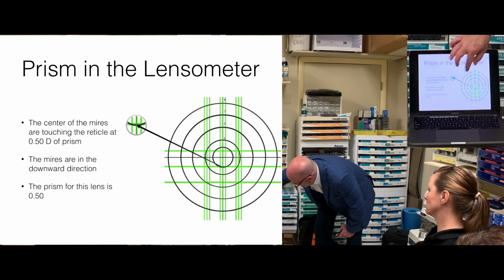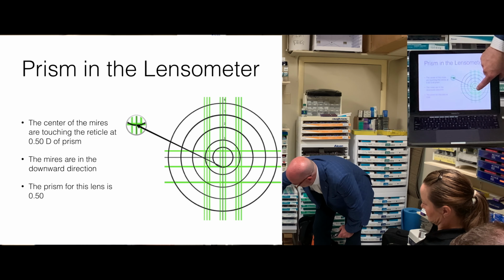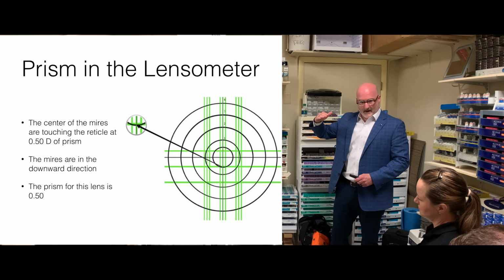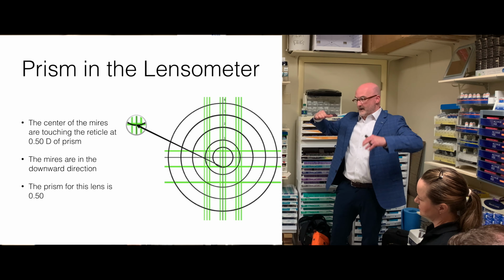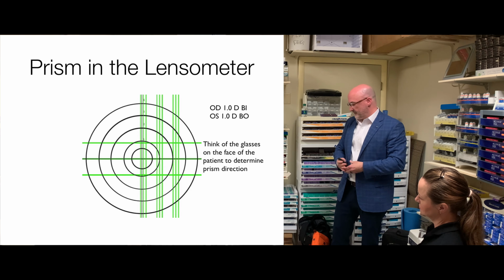So you can see here, I have a lot of lines, right? However, the center ones are on that half diopter reticle. See how that lines up on the half diopter? Yep. So what that means is that you have a half diopter prism, okay? The direction is down, so you have a half diopter down, okay?